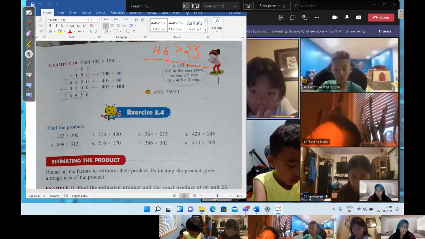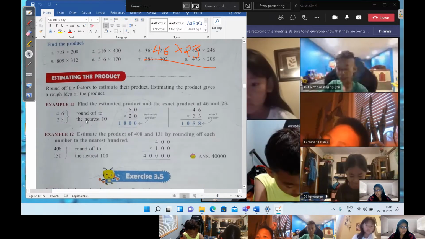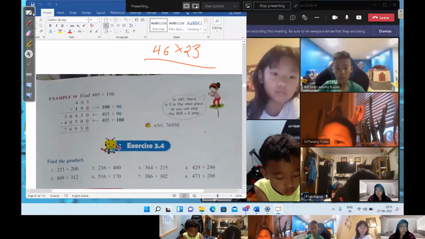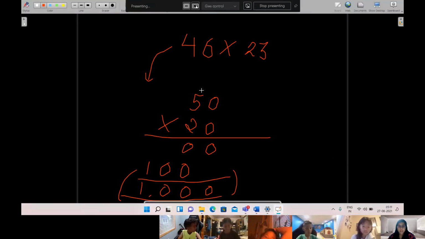Let's check whether your answer is correct or not. Wait, I want to say one thing. So here is the estimated value. Okay. So let's solve our actual value.